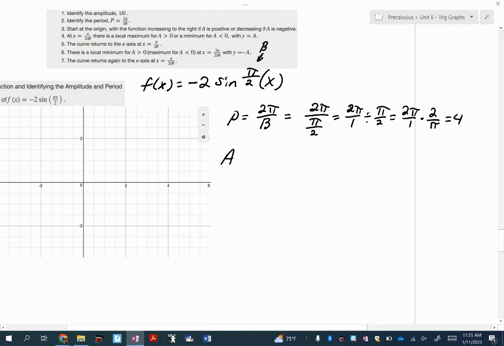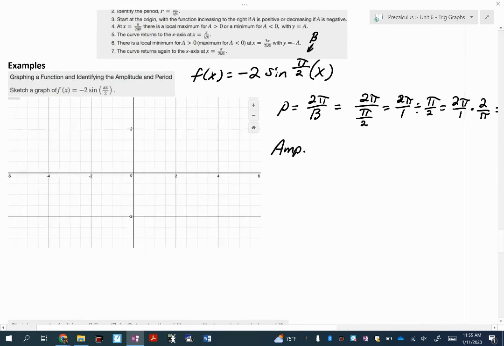Okay, let's find the amplitude. All right, the amplitude is the absolute value of A, which is the absolute value of negative 2, which is 2. So we're going to be going up and down from our midline 2 units. Now, I don't see any x minus or x plus something. I don't see any plus or minus numbers after parentheses. So I don't have any horizontal or vertical shifts. So no horizontal or vertical shifts.